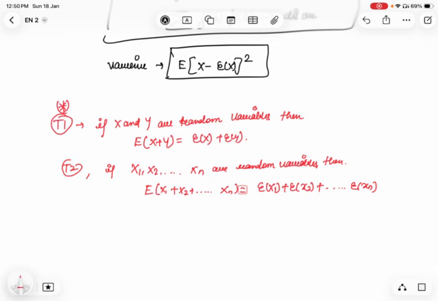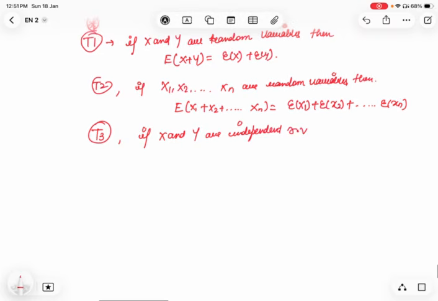So what do you mean? If we have 100 random variables and each individual expectation is given, and you have to take the whole expectation, just take the sum of the individual expectations. Okay. Now, three. If x and y are independent random variables, then the expectation of xy is equal to the expectation of x into the expectation of y. So when x and y are independent, this condition is satisfied.